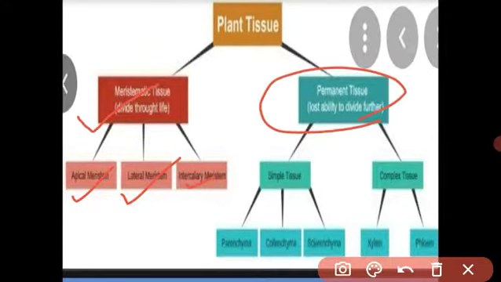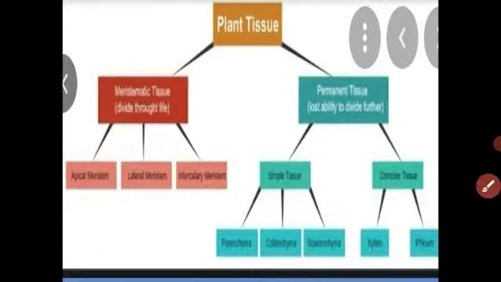And permanent tissue is a non-dividing tissue. The tissue has lost its dividing ability. There are also two types: simple and complex. Simple tissue is divided into three types. Simple means what? All the cells have the same structure. Same kinds of cells together form the simple permanent tissue: parenchyma, collenchyma and sclerenchyma. And complex means different kinds of cells together form a tissue called the complex permanent tissue. There are two types: xylem and phloem. They are also called conducting tissue. Understood, student? Let us first see the meristematic tissue.